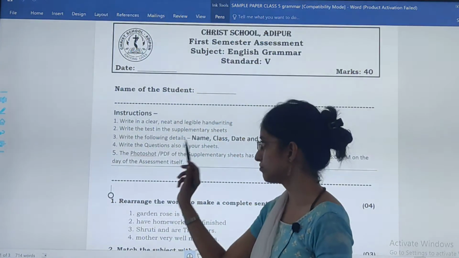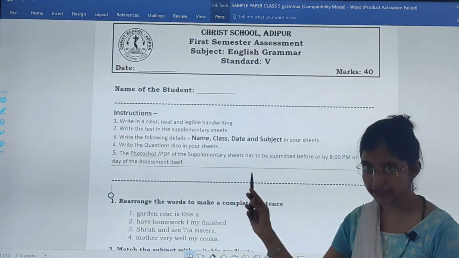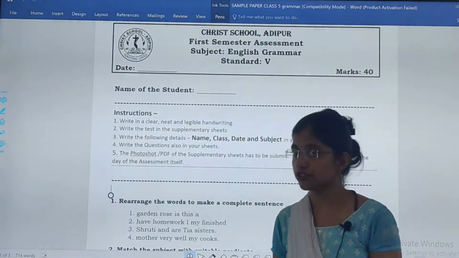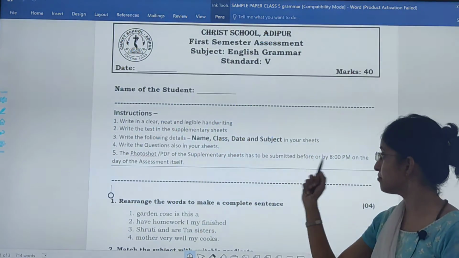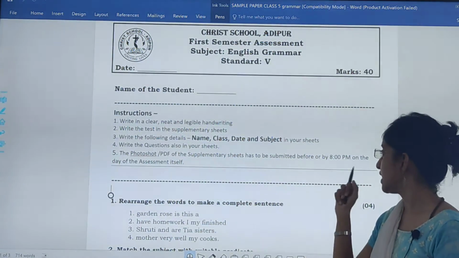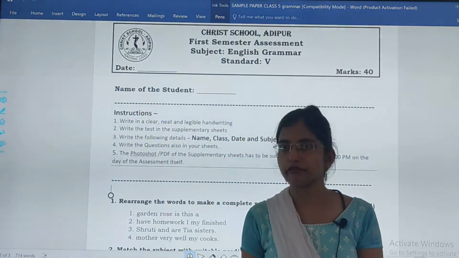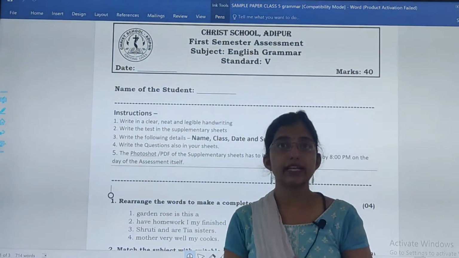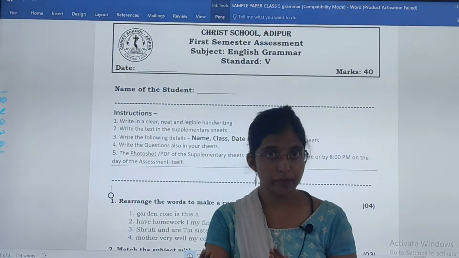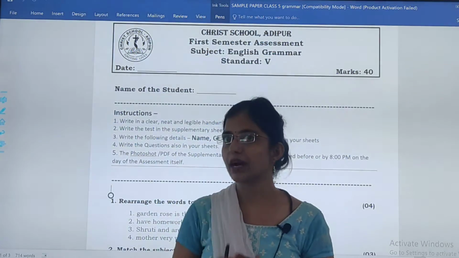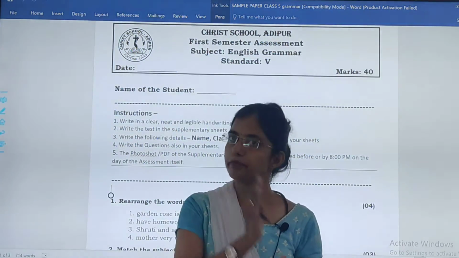Fifth, the photo shot or PDF of the supplementary sheets. This is the most important instruction, so listen to this carefully. It has to be submitted before or by 8 PM on the day of the assessment itself. It means when you have your exam, when you have your assessment, when we give you the question paper, by when do you have to submit the answer sheet? On that day before 8 PM.